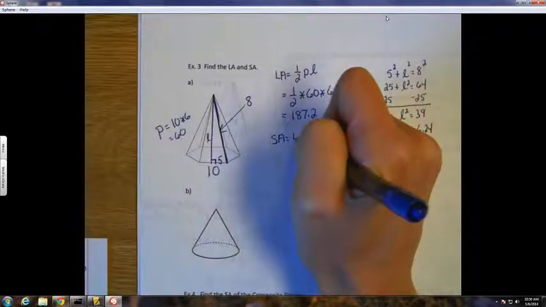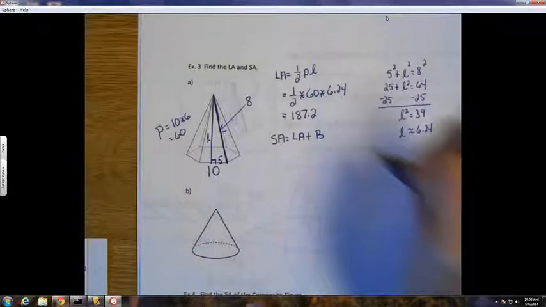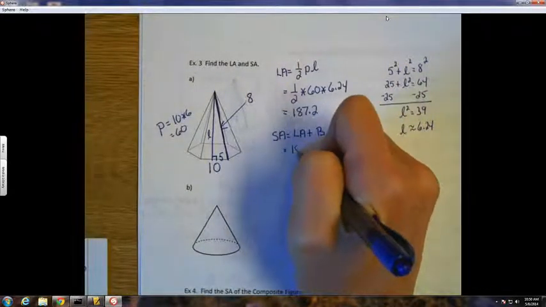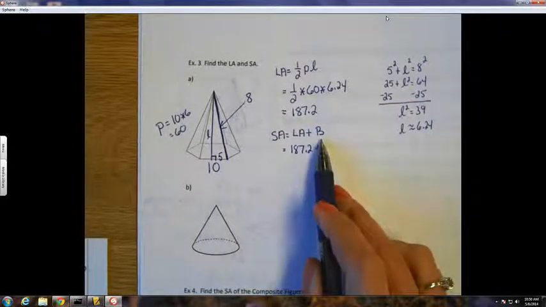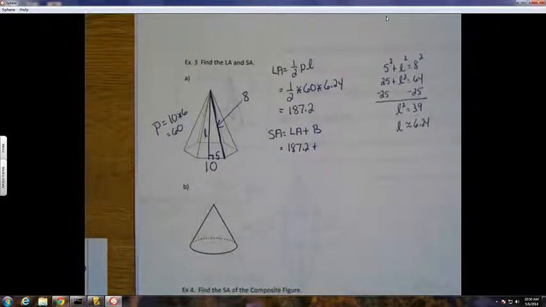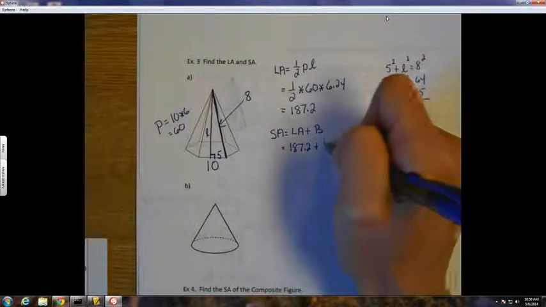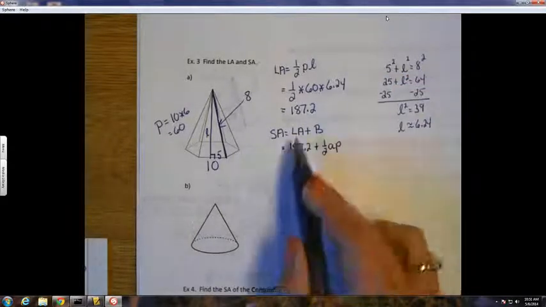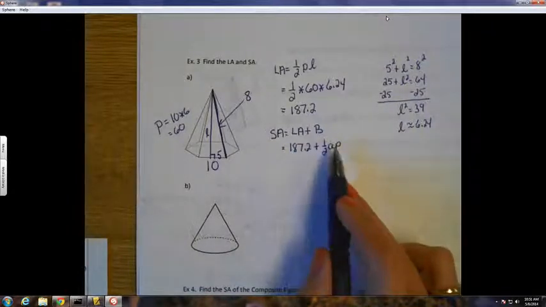Surface area is LA plus big B. So we got the 187.2. What formula do I need for big B on this particular pyramid? Yeah, it's a regular hexagon. That's 1/2 AP. This would be 1 point here, I would want to see this in there to get the full point, not just this.